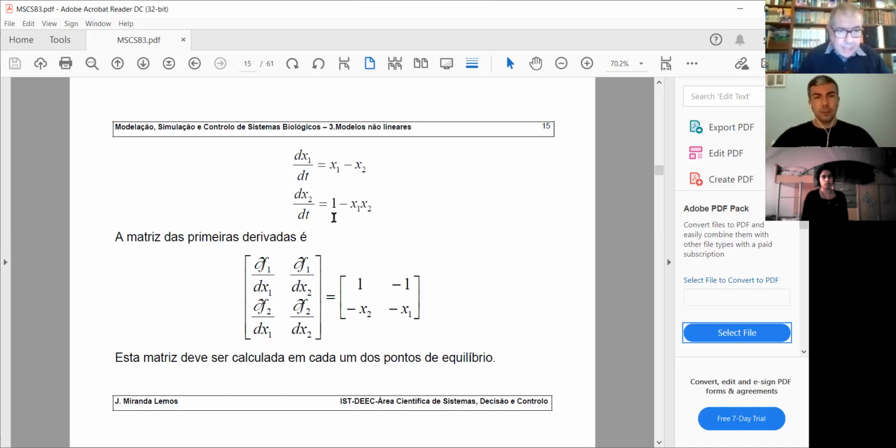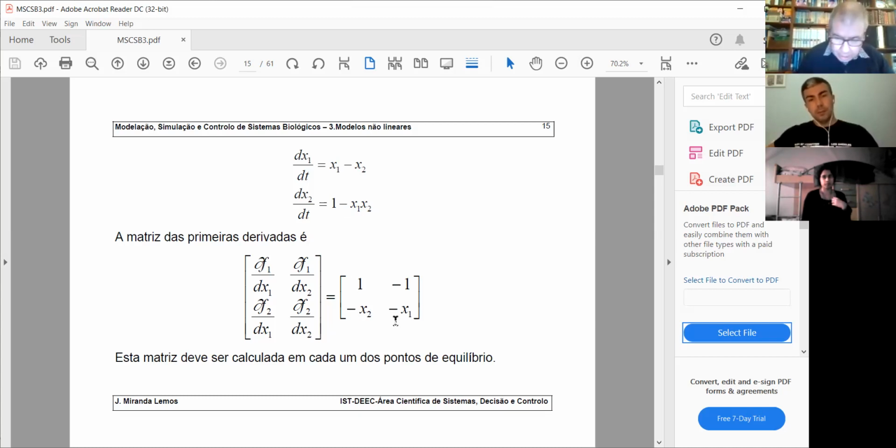Now the derivative of f2 with respect to x1 is what? The derivative of 1 is 0, and then you have minus the derivative of the other term with respect to x1. So when you differentiate with respect to x1, you get the other coefficient, which is minus x2. And for the derivative of f2 with respect to x2, you take x2 as the variable, so the coefficient is minus x1. Okay? You should know how to compute derivatives of a polynomial or a linear function.